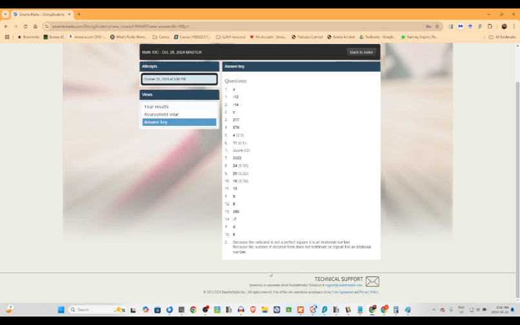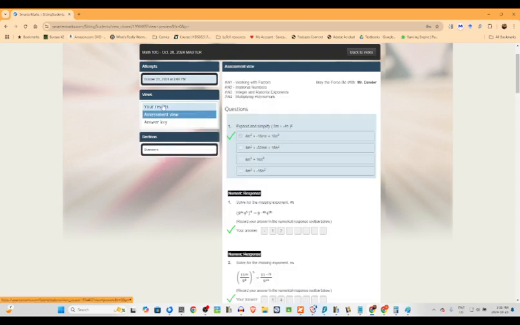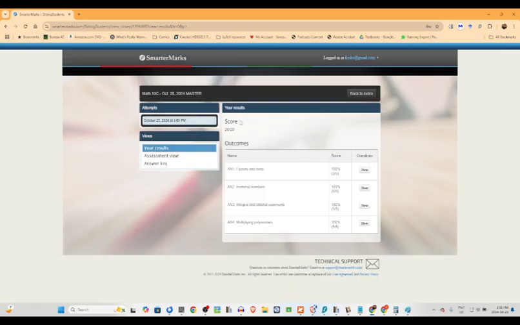Okay. So again, another possible example to that last one, a possible solution. We could say that the radicand, or what's under that radical sign, is not a perfect square. That's another acceptable solution. So these are the scored results to the October 28th assessment for Math 10C.